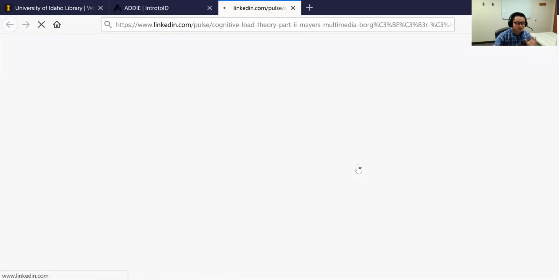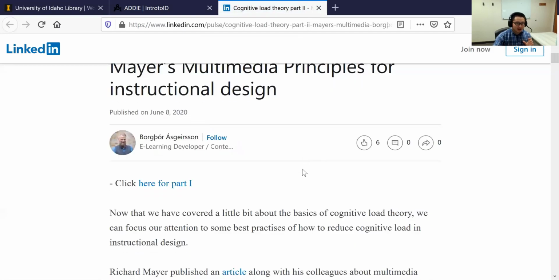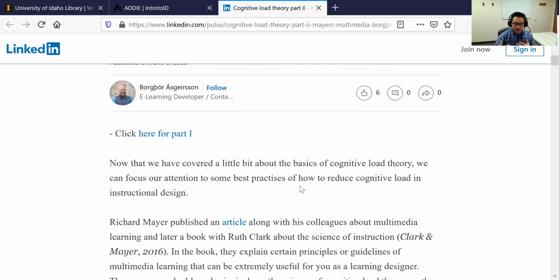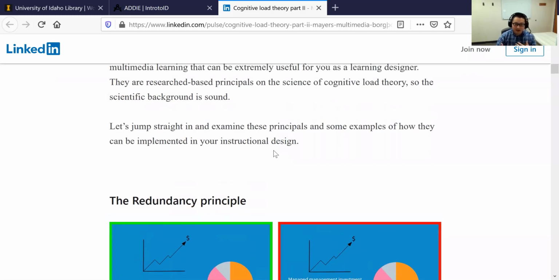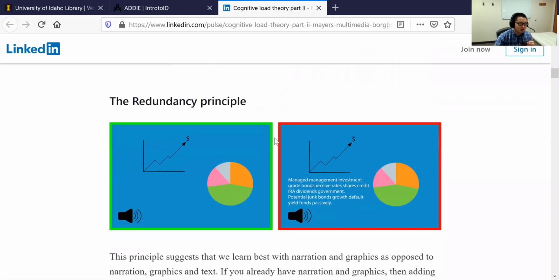Instructional designers use Mayer's multimedia principles when they are creating text, images, audio and video, which are a set of principles that help them to create content that is more effective. So we have a redundancy principle, which basically says that if you have audio narration, make sure to remove all those unnecessary text on the screen to reduce the information overload.